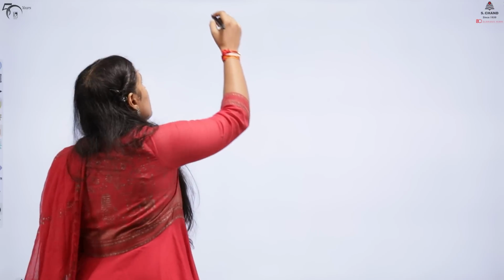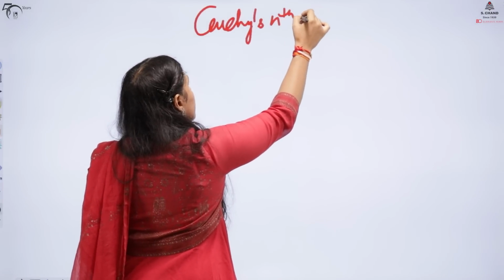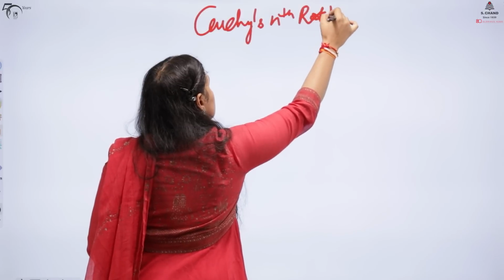So let's start with Cauchy's nth root test and Cauchy's ratio test. As I told you, if you have a power in the terms of the series, this is the only test which is very helpful to check the convergence and divergence of the series. So Cauchy's nth root test: first we will understand what exactly the test is, then we will apply the test in examples.